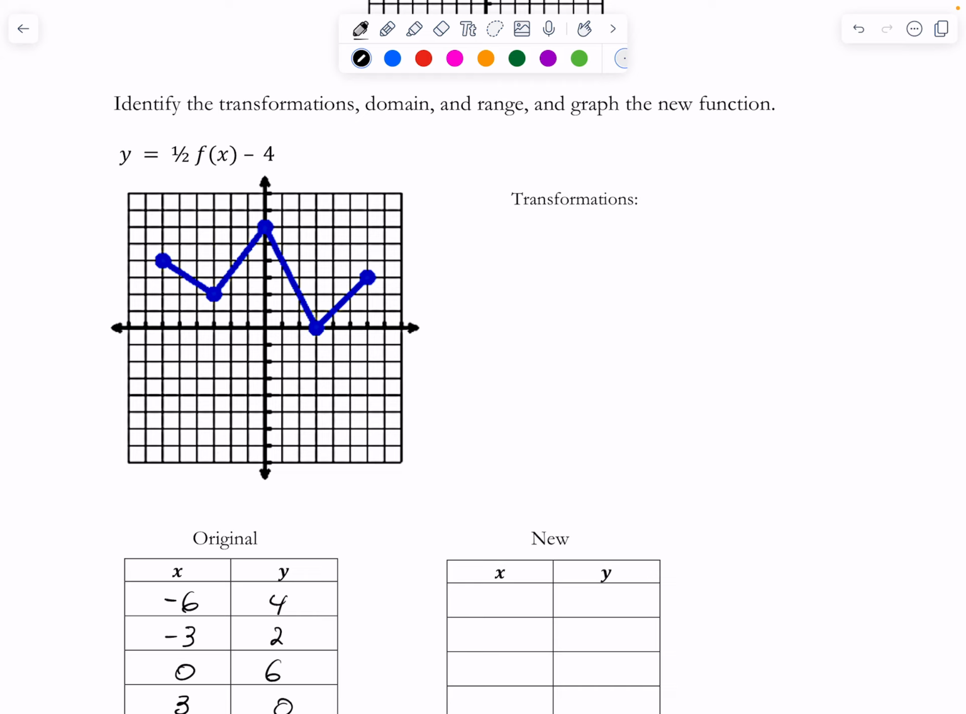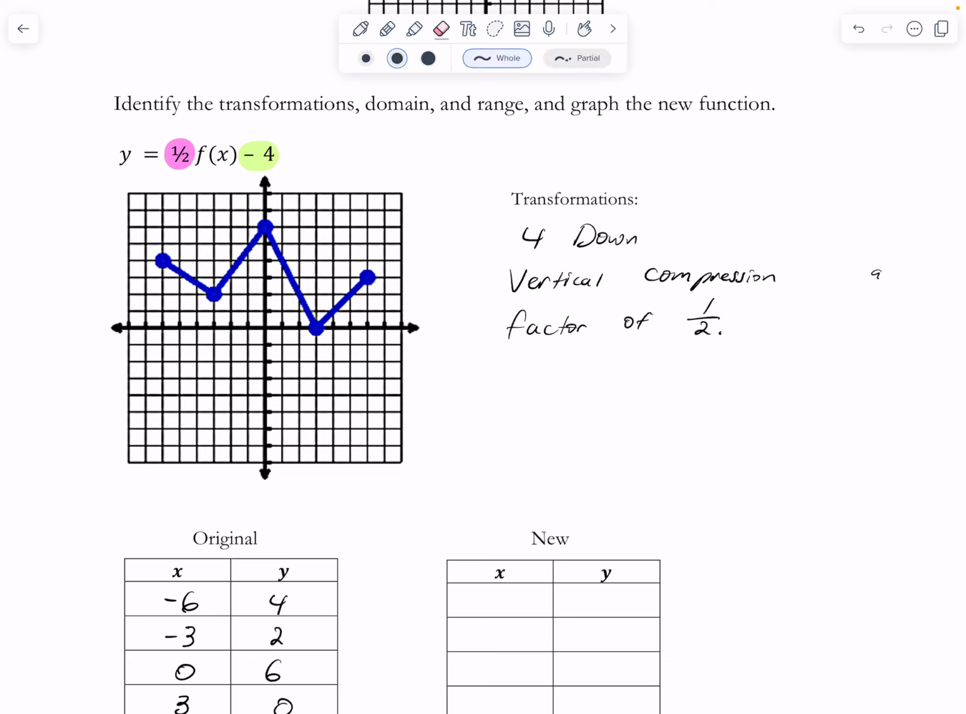Based on these different values, I see a -4 after the function, so that's going to be 4 units down. And then I also see this 1/2 in front, so we call that a vertical compression because that value of 1/2 is between 0 and 1, a factor of 1/2. I'm actually going to put vertical compression by a factor of 1/2.